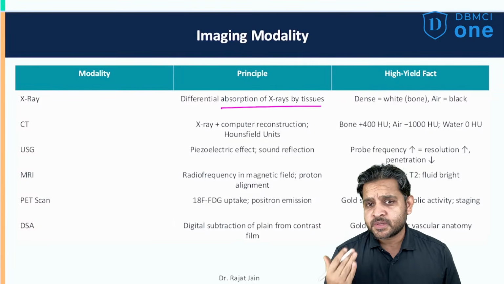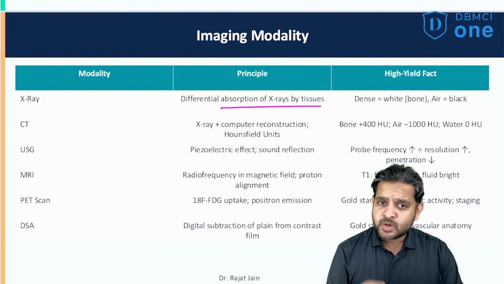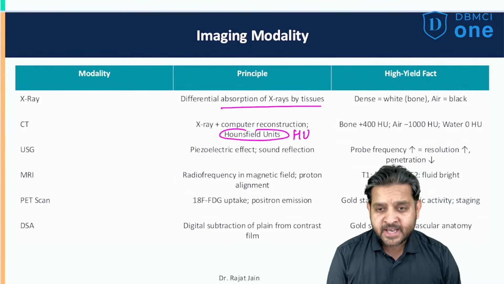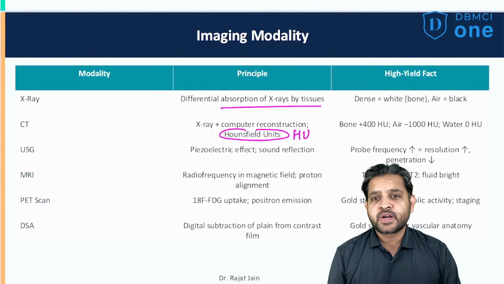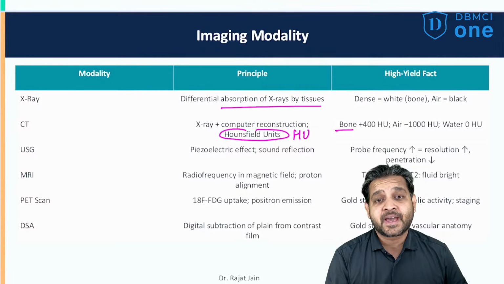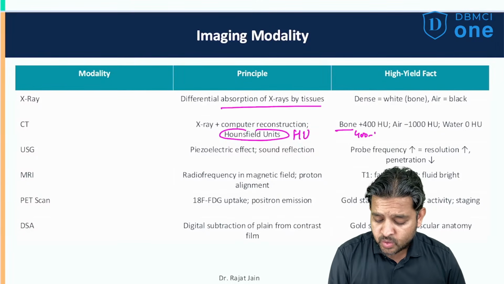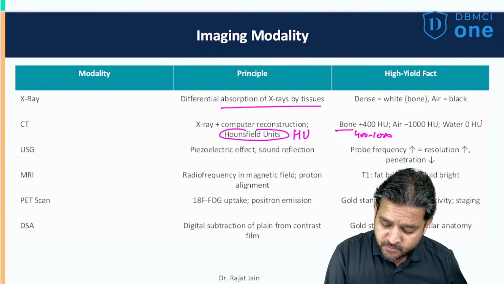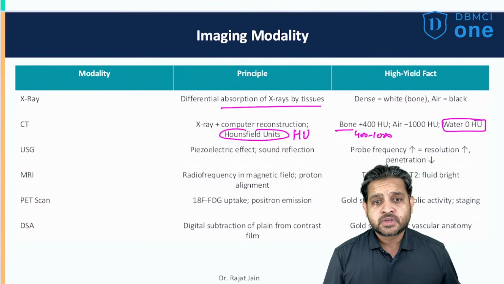CT also works on the principle of X-ray, but what is an important term that we use in CT? Hounsfield unit or HU, right? It is to be noted that bone has an HU which is very high, 400 to 1000, and air is minus 1000. Now don't forget, water has an HU value of 0.